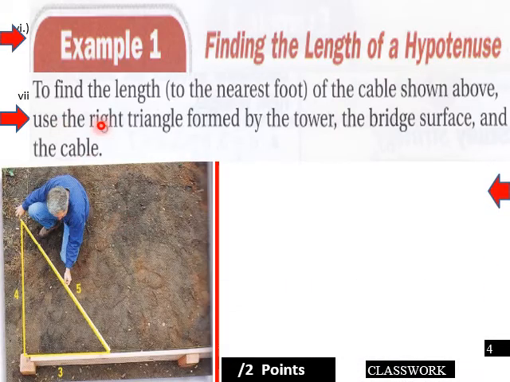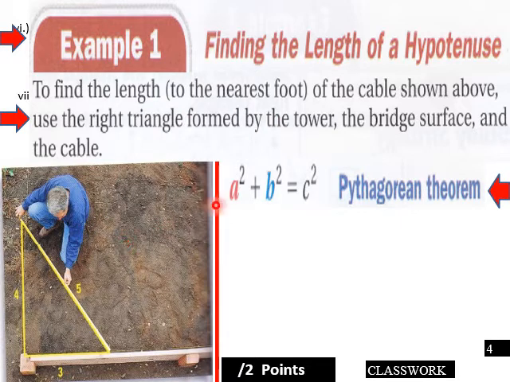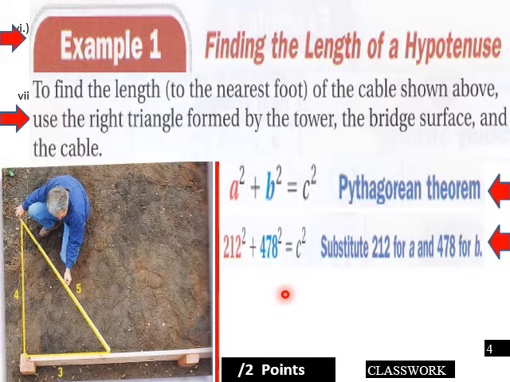So to find the length to the nearest foot of the cable shown above, use the right triangle formed by the tower, the bridge surface, and the cable. So here's our Pythagorean theorem: a squared plus b squared equals c squared. And we just plug in our values from the above information. The c squared is our hypotenuse. These are the legs here.